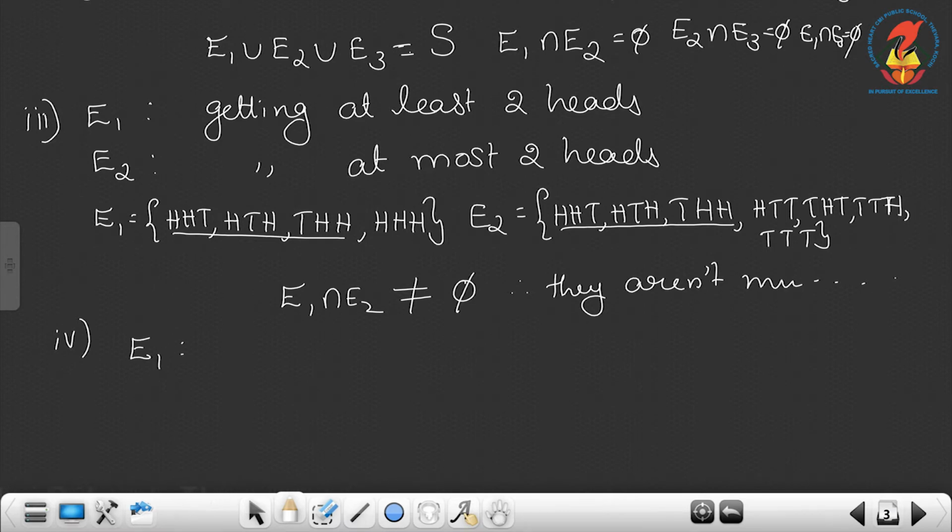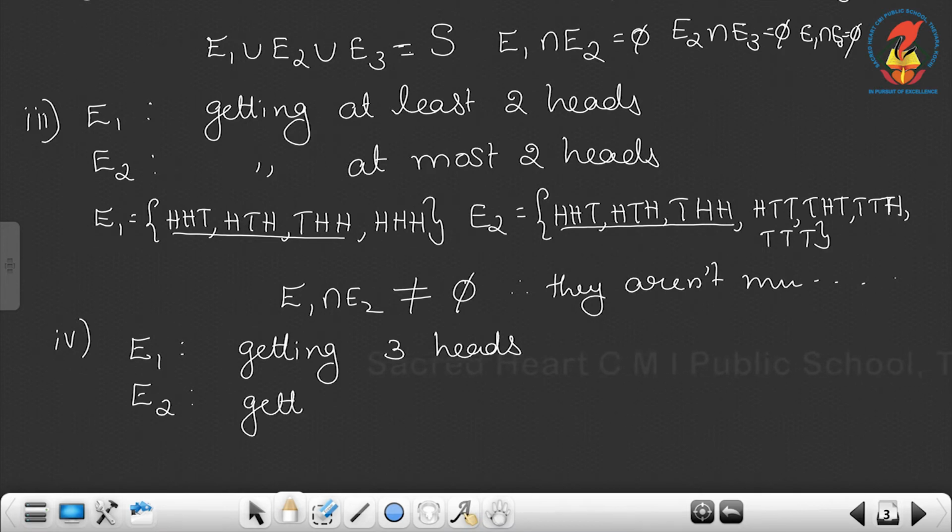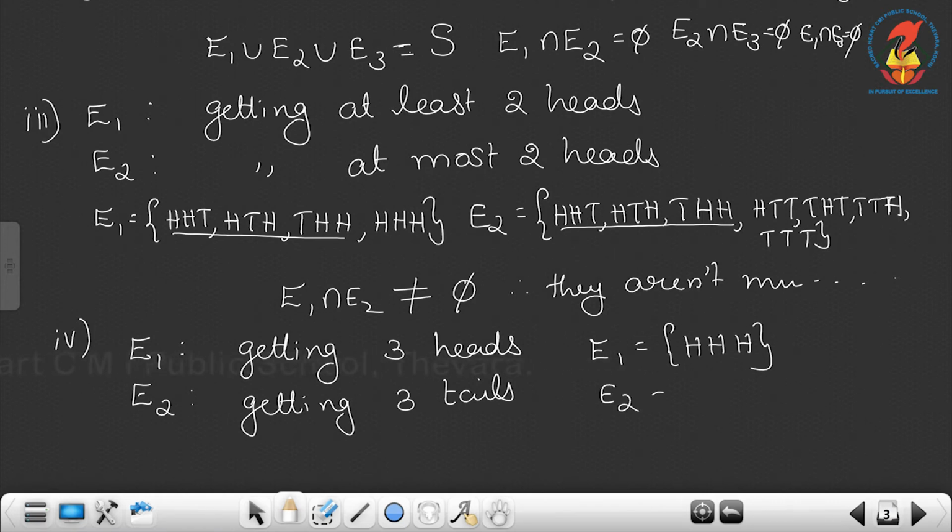Write 2 events which are mutually exclusive and at the same time not exhaustive. So we can write getting 3 heads and getting 3 tails. So what is E1? Triple H. E2 is triple T. Then E1 intersection E2 is the null set.